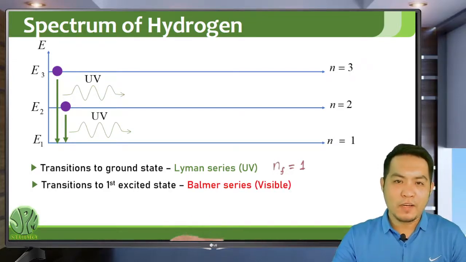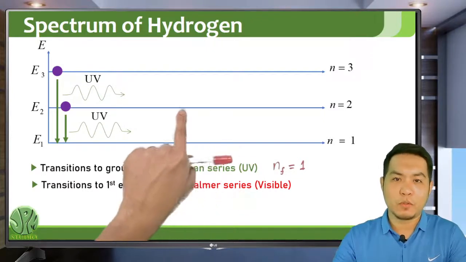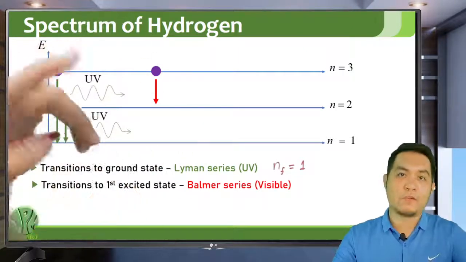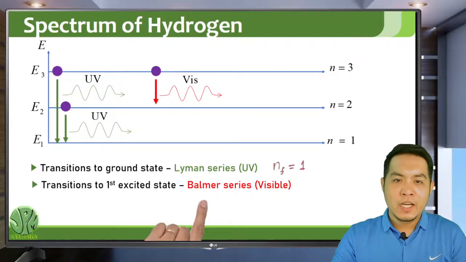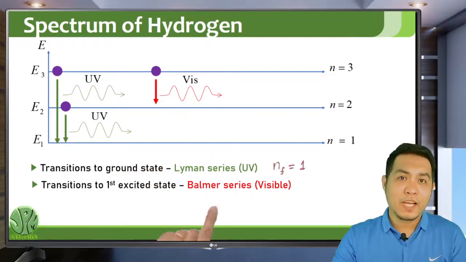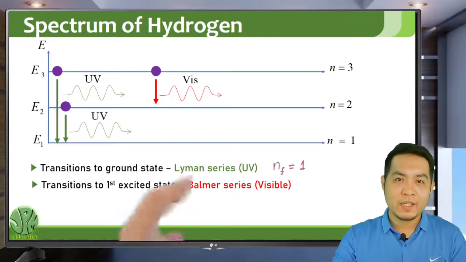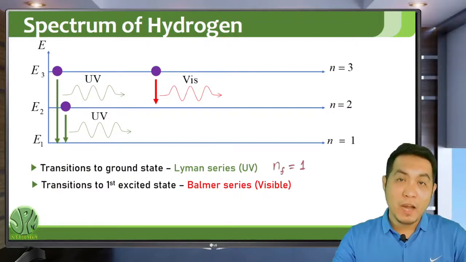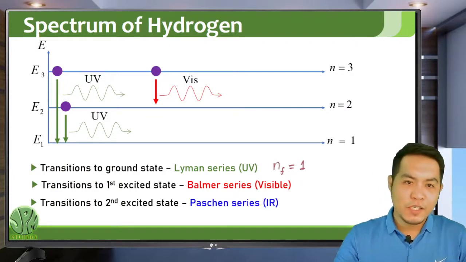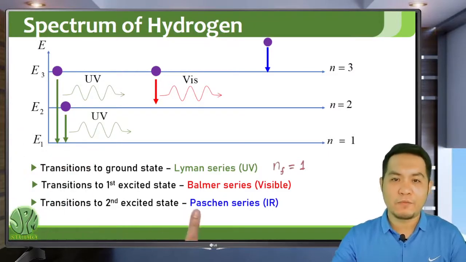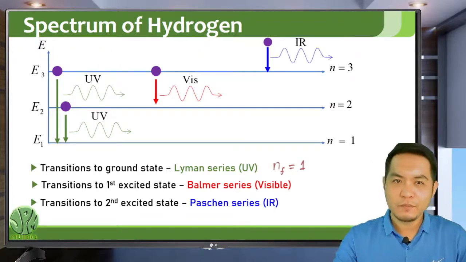And those wavelengths fall under the category of ultraviolet light. On the other hand, transition to the first excited state, or n is equal to 2, say from 3 to 2, or from 4 to 2, or from 5 to 2, will emit visible light. And those wavelengths, when you collect them, form a series called Balmer series. That's why these transitions are also called Balmer transitions. And transition to the second excited state will emit infrared radiation. This group of wavelengths, if you collect them all, form a Paschen series. That's why they're also called Paschen transitions. So infrared.